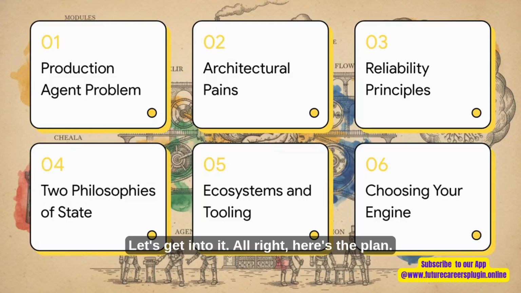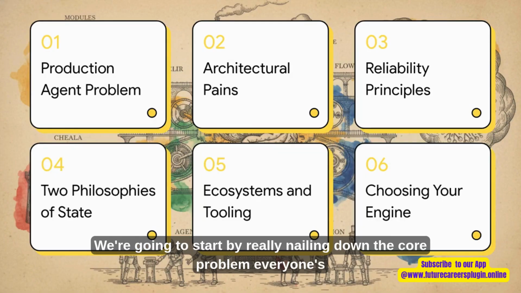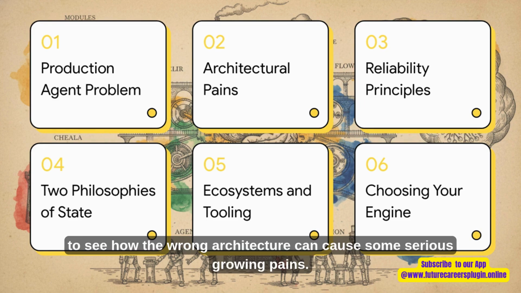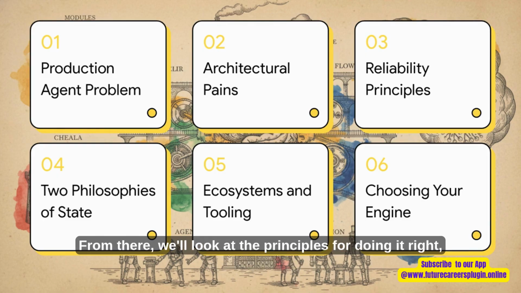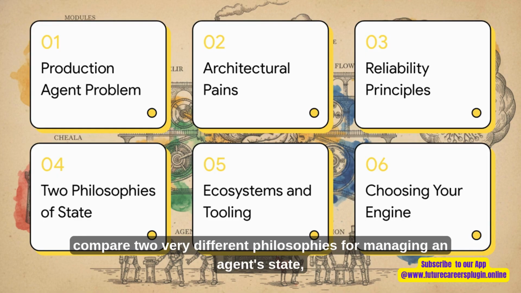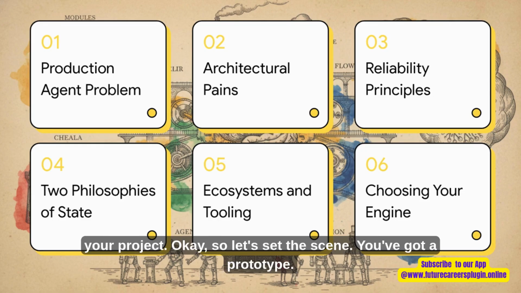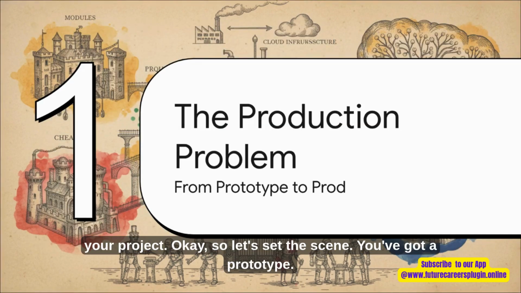All right, here's the plan. We're going to start by really nailing down the core problem everyone's facing. Then we'll walk through a real-world case study to see how the wrong architecture can cause some serious growing pains. From there, we'll look at the principles for doing it right, compare two very different philosophies for managing an agent's state, check out their ecosystems and tools, and finally help you figure out which one is the right choice for your project.